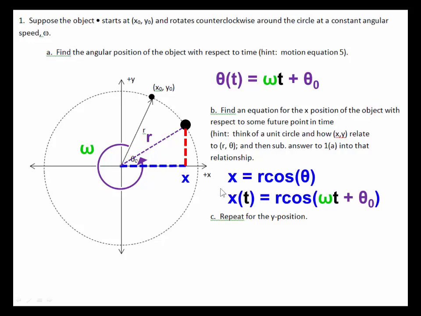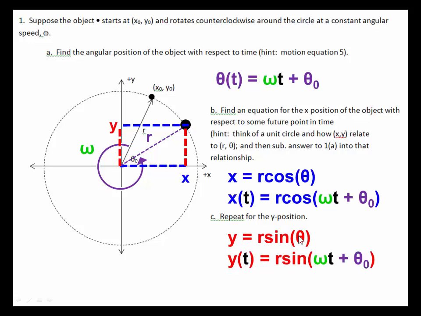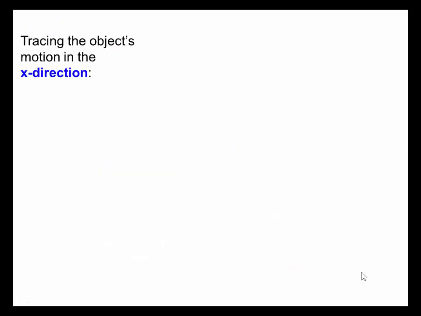And it does. And in the same sense, we can repeat for the y motion as well. We can come up with the height at any point in time is r sine of theta, and to get the time component in here, we can replace the theta with our equation number 5 that we have up above. And that'll map out our y as a function of time.